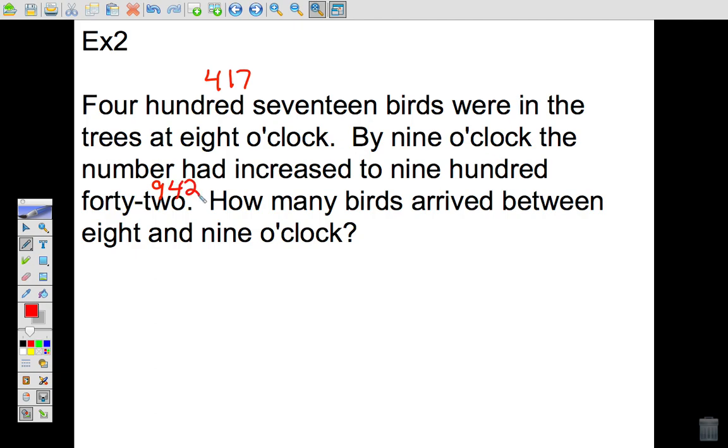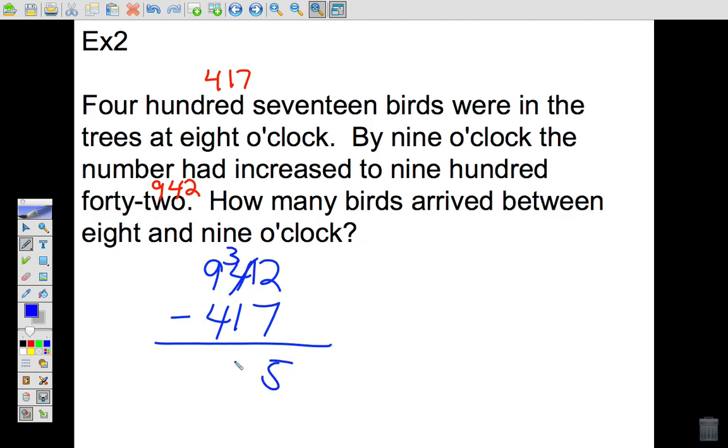So there's more birds, right? A lot more birds an hour later. How many birds arrived between 8 and 9 o'clock? So I'm thinking about how I'm going to do that. I'm going to take how many there were at 9 o'clock and subtract how many there were at 8 o'clock to figure out what the difference is, or how many more birds arrived between 8 and 9. And you can use calculators on this. I'm going to work it out here. And we get 5, we get a 2, and we get a 5. So 525 more birds.